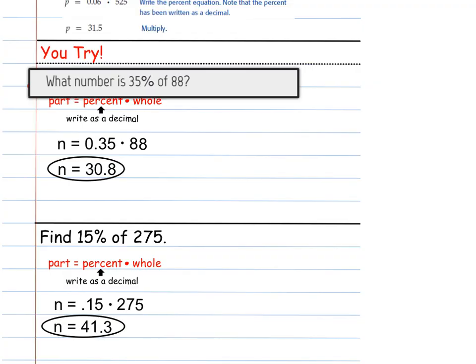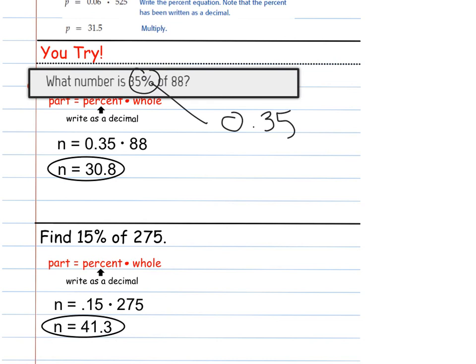What number is 35% of 88? Looking at our percent equation, part equals percent as a decimal times the whole. Our percent, 35%, can be written as 0.35. So 0.35 times 88 gives us our part of 30.8.